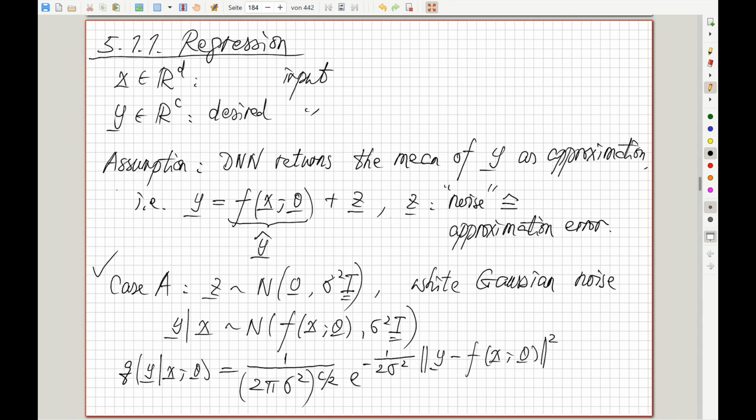Of course, this is only an assumption. When you calculate the approximation error, you would see it is not really Gaussian distributed, right? The thermal noise is Gaussian distributed due to the central limit theorem. That's one mathematical motivation. This is not really Gaussian distributed, but we need an assumption in order to be able to formulate our loss function.